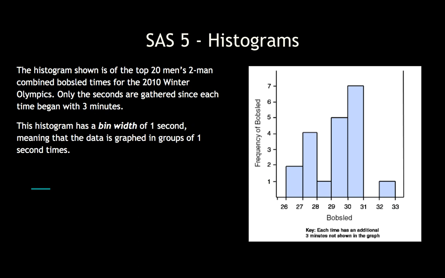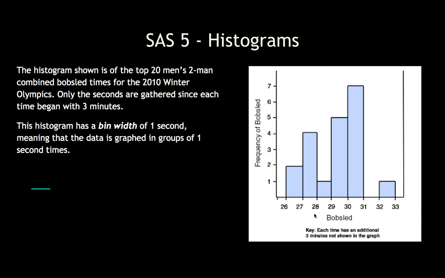The histogram shown is of the top 20 men's two-man combined bobsled times for the 2010 Winter Olympics. Only the seconds are graphed since each time began with 3 minutes. The histogram has a bin width of 1 second, meaning that the data is graphed in groups of 1 second. So this particular column is a bin with a width of 1 second. This one ranges between 26 and 27, this one between 27 and 28, this one from 28 to 29, and so on.